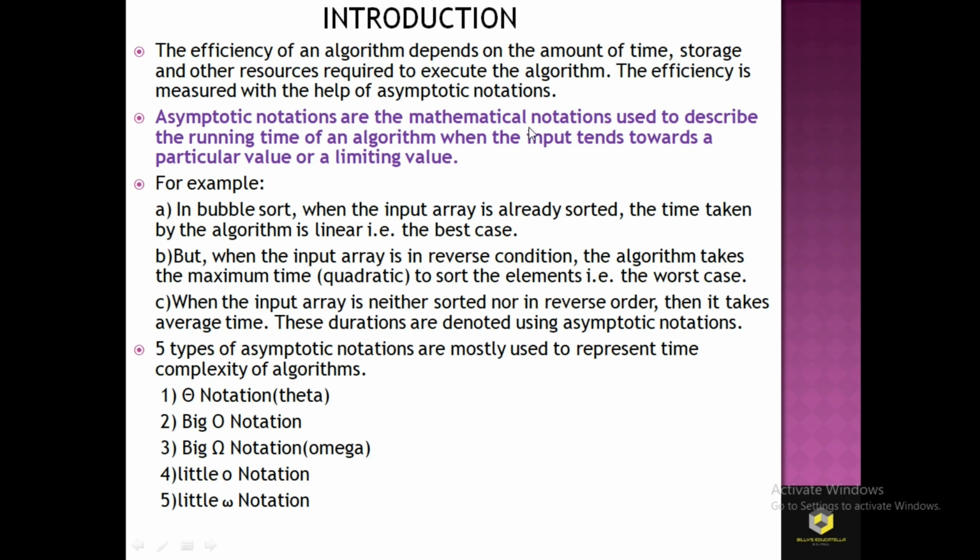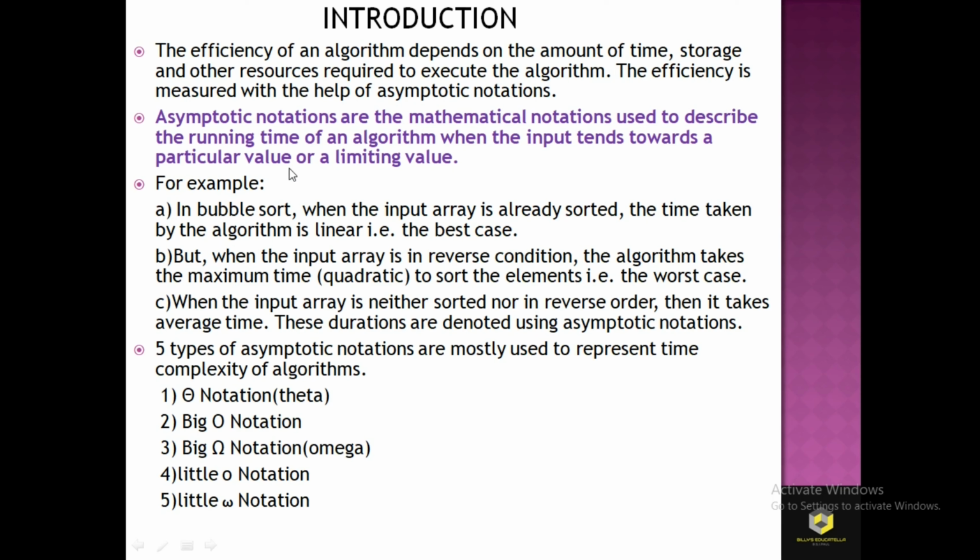Asymptotic notations are the mathematical notations used to determine the running time of an algorithm. Different types of algorithms, when implemented, have different time complexities. To measure those time complexities, we use these asymptotic notations, which are mathematical notations. Okay, how does this asymptotic notation tend to vary towards a particular value?